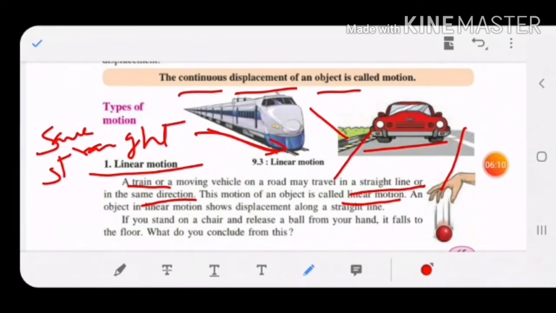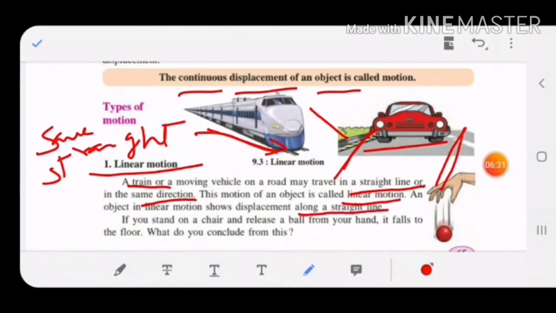This train will not suddenly take a turn. This car which is moving in this particular lane on a highway will not suddenly take a turn. It is moving continuously in the same direction in a straight line. Such motion is called linear motion. An object in linear motion shows displacement along a straight line.